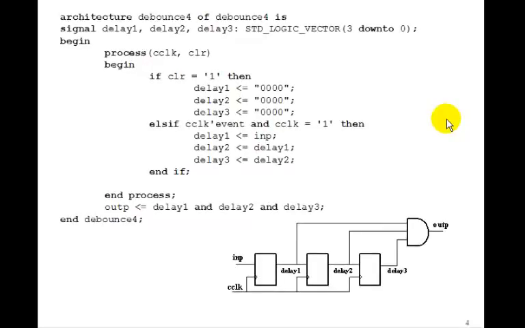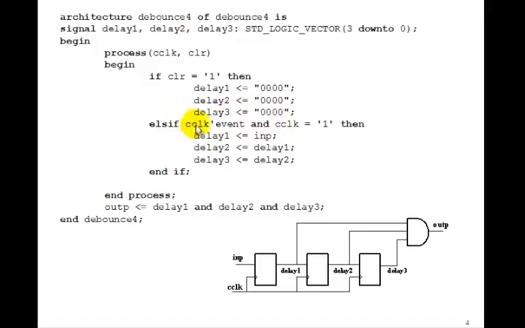So let's write the architecture for this. We'll write these signals for delay 1, delay 2, and delay 3, the outputs of the 3 flip-flops. Then our process will be C clock and clear. So if clear equals 1, we'll set delay 1 to 0, 0, 0, 0. Remember, delay 1, delay 2, and delay 3 are all 3 down to 0. That is, we have 4 versions of this, 1 for each push button. So delay 1 will be 0, 0, 0, 0, and so will delay 2 and delay 3.